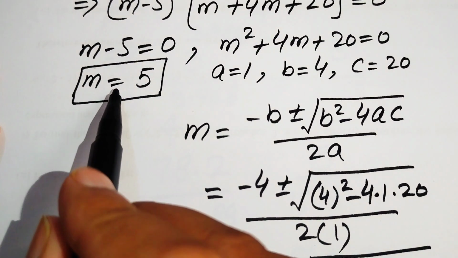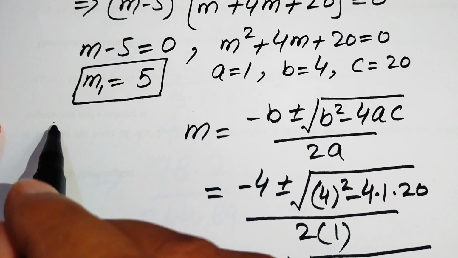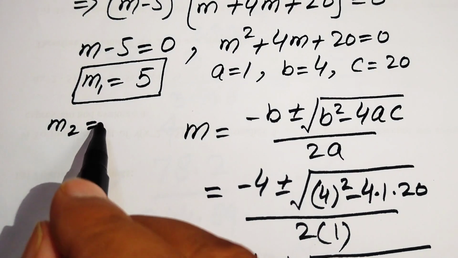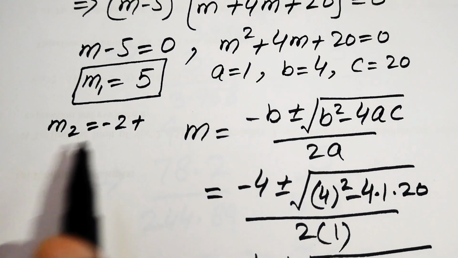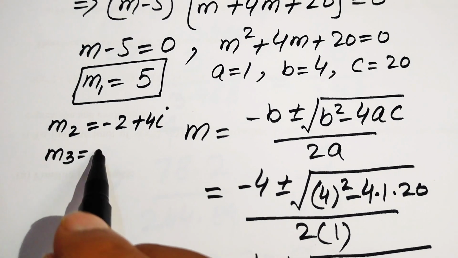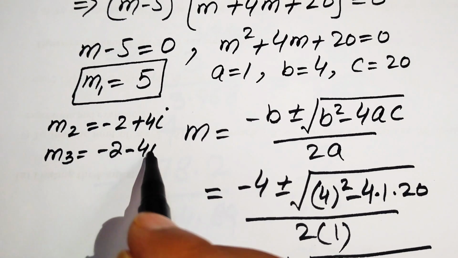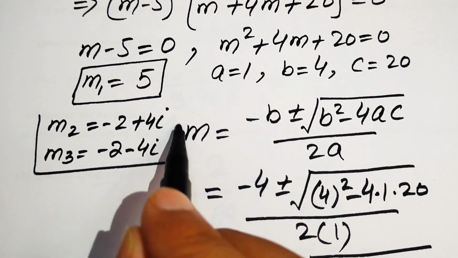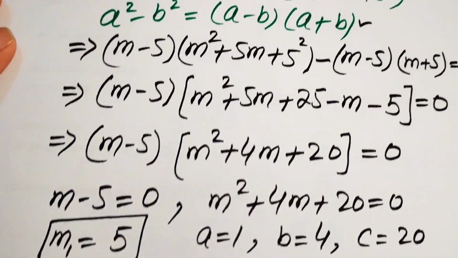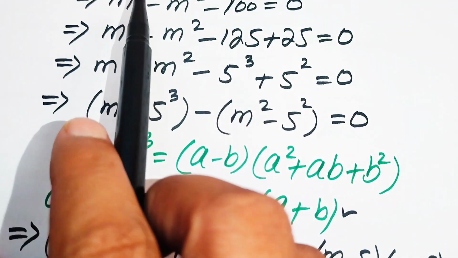The first root is m equals 5, or we name it m1 equals 5. The second root is m2 equals minus 2 plus 4 iota, and the third root is m3 equals minus 2 minus 4 iota. So these are the three roots of the given equation, because our given equation is cubic.